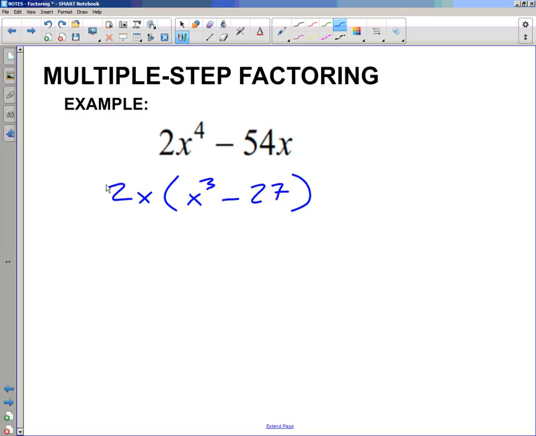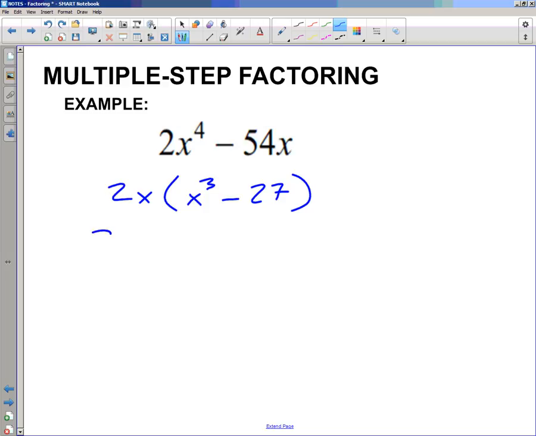Okay, so we've created really 3 new factors here. We brought a 2 out, we brought an x out, that's 2 factors, and then x cubed minus 27. We should check and see if any of these will factor further. Now, the 2 and the x are factored as far as they possibly can be, but the x cubed minus 27 can be factored one step further because that is a difference of cubes.